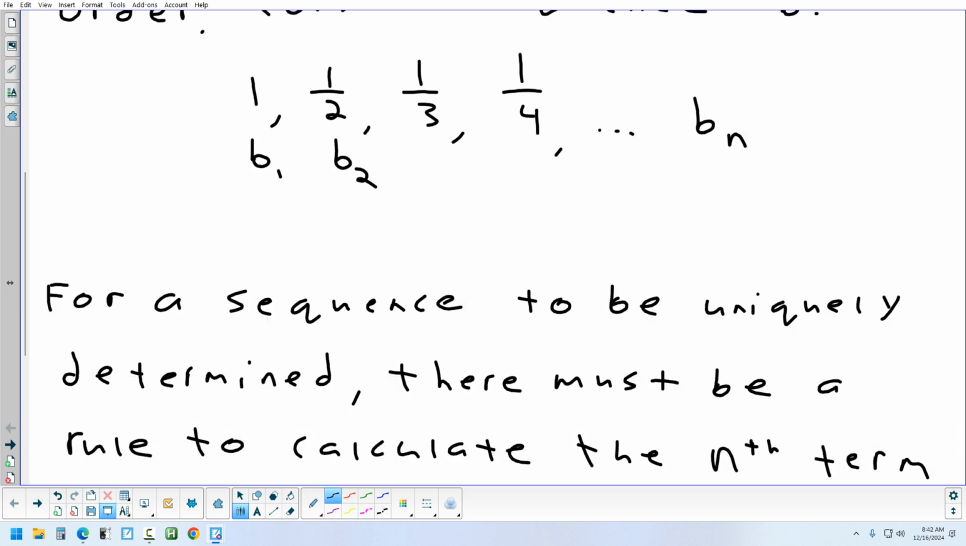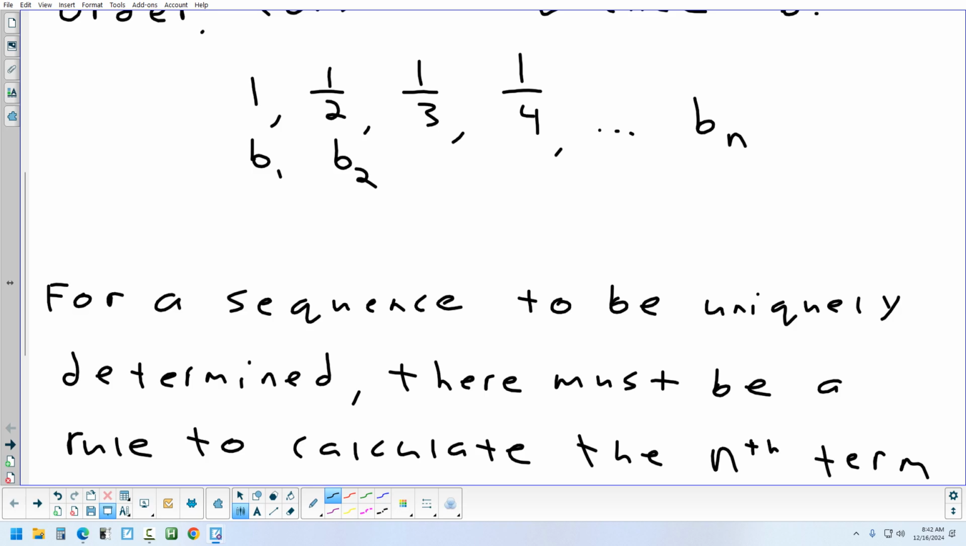Okay, so in order for a sequence to be unique, there has to be some kind of rule or formula to find the terms. Right? And there's a couple different ways we can find terms in a sequence. One is by looking at the one that comes before it and trying to figure out a pattern. And then there's another way which doesn't involve looking at anything that comes before it.